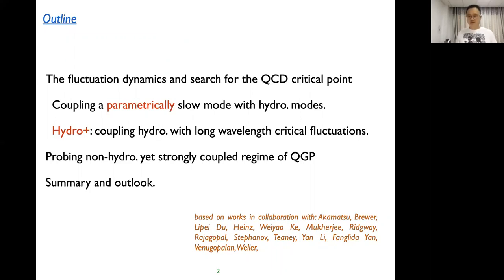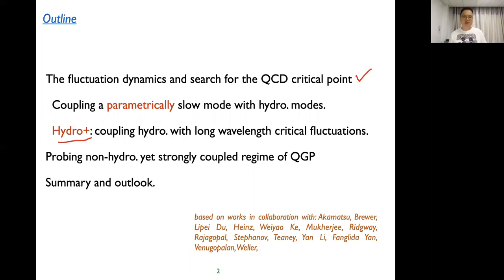The main focus of my talk is the understanding of the fluctuation dynamics, because this is crucial for the search for the QCD critical point. For this purpose, I will tell you about the construction of a new dynamical framework, which is called HydroPlus. By plus, we mean that we are coupling the hydrodynamics with the long wavelength critical fluctuations, because those long wavelength critical fluctuations become more and more important as you approach the critical point.